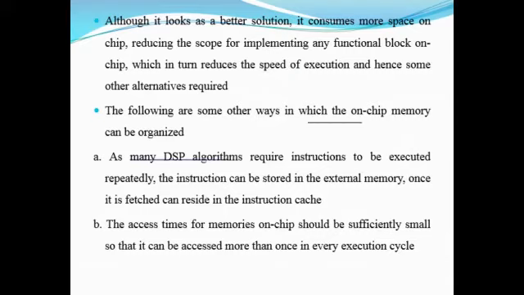The following are some of the ways in which the on-chip memory can be organized. So how to organize it? Many DSP algorithms require instructions to be executed repeatedly, because we require repetitive addition and repetitive multiplication when we go with a DSP algorithm. For example, whenever we find a DFT using FFT algorithms, we consider a single stage of butterfly operations which is carried out, and the same is used for the remaining stages of computation. So the instruction can be stored in the external memory, and once it is fetched, it can reside in the instruction cache. So this is what we require.